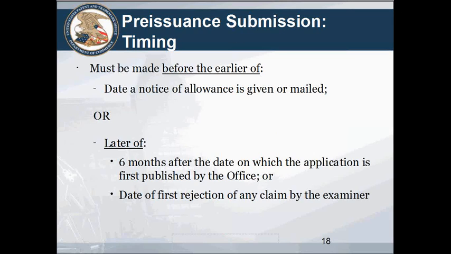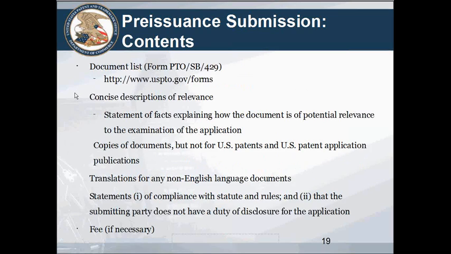Another way of looking at it is simply to say, well, let's assume there's no allowance, because if there was an allowance, submission would be barred because it's the earlier of an allowance. So if allowance is not there, then all you need is which is the later of, 6 months from first publication or date of first rejection. Whichever of these 2 is later is the bar date if there's no allowance. Okay.